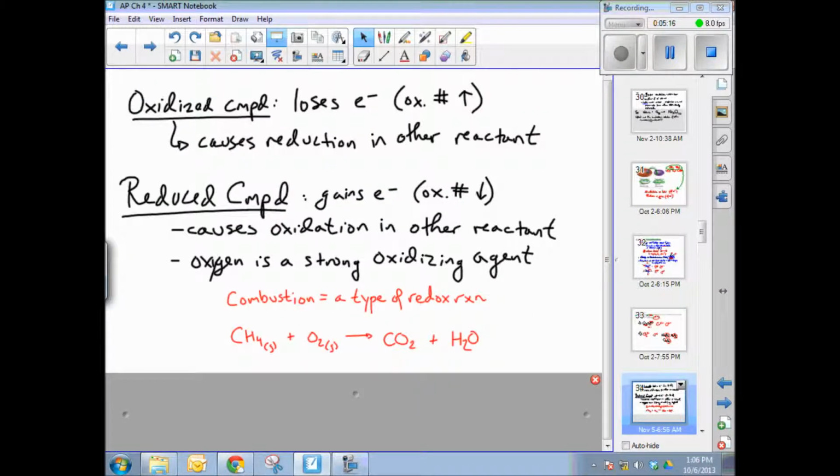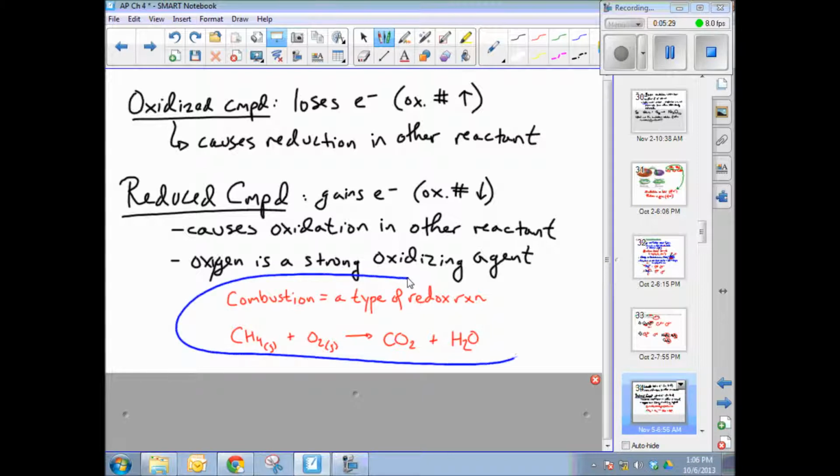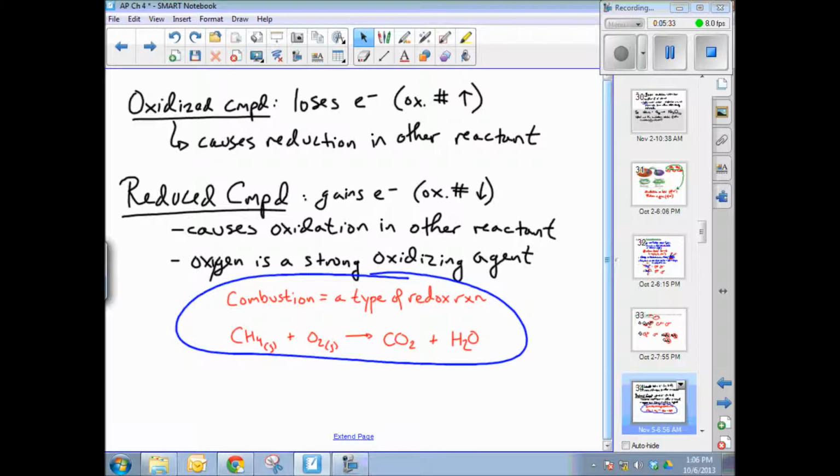Now, this year, 2013, 2014, the AP exam no longer requires you to know about oxidizing agents or reducing agents, but there is one concept on this slide that is an important one, and that's combustion. You should remember that combustion is an oxidation reduction reaction, a redox reaction, and that's because of oxygen.